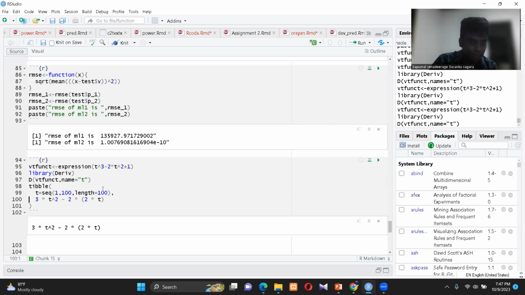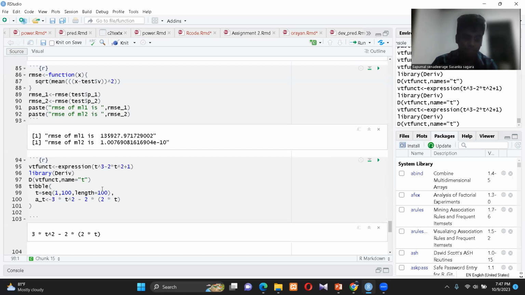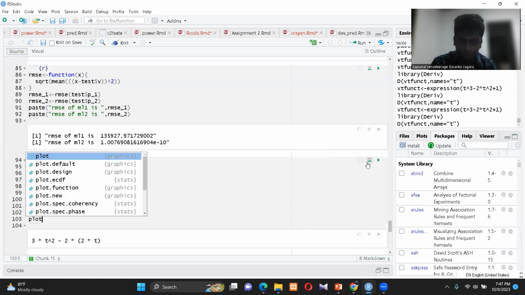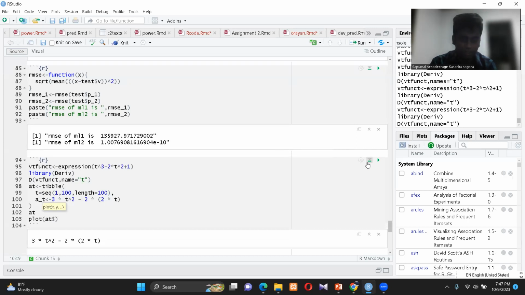Now this is my relationship between acceleration and time. Let's say a underscore t. Now the data frame, let's call it at, acceleration against time. Okay, now let's plot it. Plot AT against time. Let's see what that looks like.